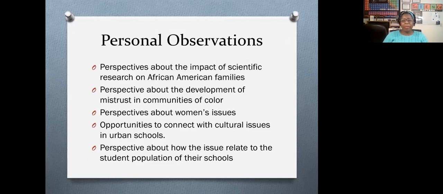I saw students' perspectives about women's issues that were raised in the book about Henrietta Lacks, particularly issues related to women's health. And so I saw all of these as opportunities to connect to cultural issues in urban schools. We have many of our pre-service teachers who are placed in urban schools, and I myself work in an urban school. So I saw this as an opportunity to learn more about cultural issues in these urban schools in hopes that they can make greater connections with their own students. I also saw perspectives about issues related to students' populations in their schools, and saw opportunities for students to think more critically about that and make greater connections to that as well.